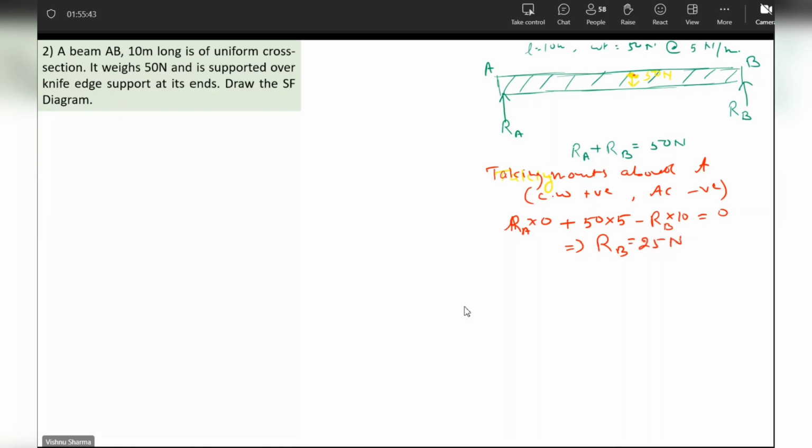I could have done it without calculation also, but then unnecessarily people would have got confused. So I said, let me calculate and show it to you. If RB is 25 newtons, then RA will be equal to 50 minus 25, equal to 25 newtons. Both RA and RB are equal. Both are 25 newtons each. Is that clear with everybody, guys?